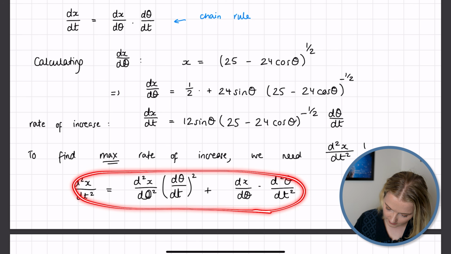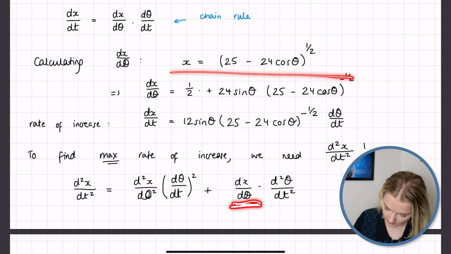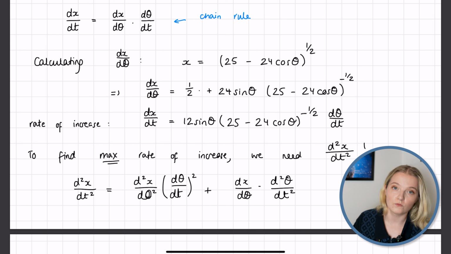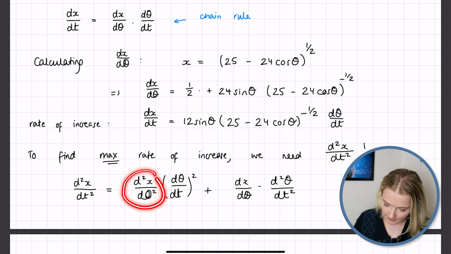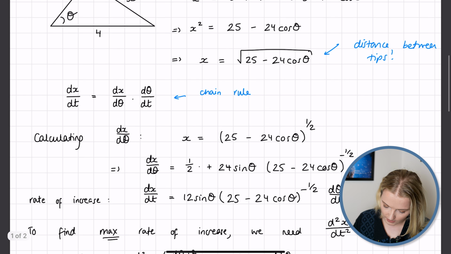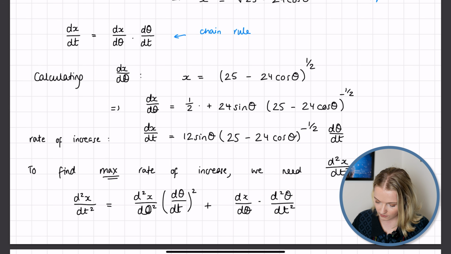So what can we actually calculate in here? Well, we already know what dx by d theta is. So we know what this is. That's just this here. And we can also calculate what we get if we were to differentiate this again with respect to theta, and that's given here. We know that d theta by dt is just a constant, like we mentioned. Because this is a constant, that means this must be 0. So this entire term goes.